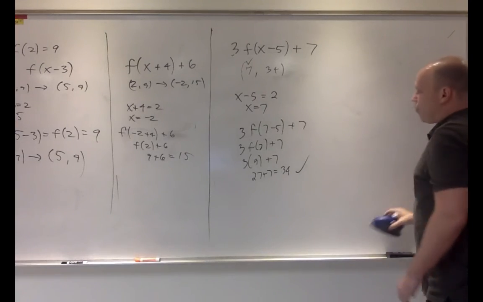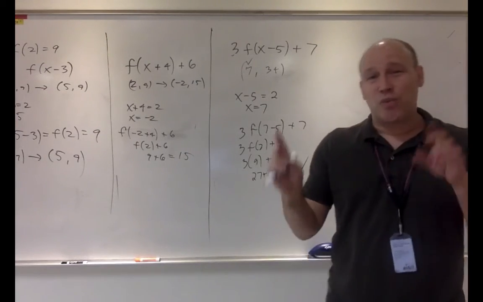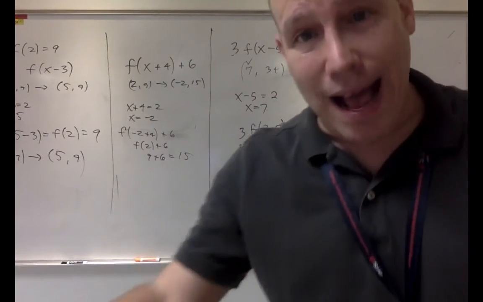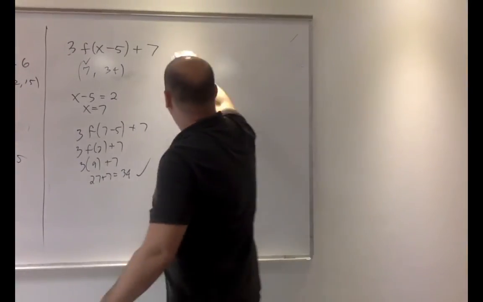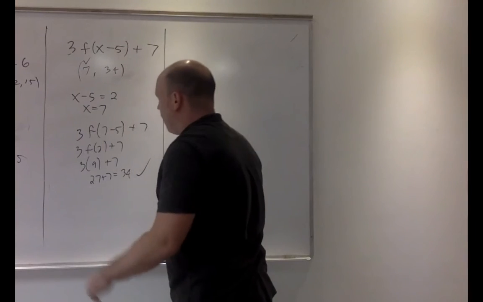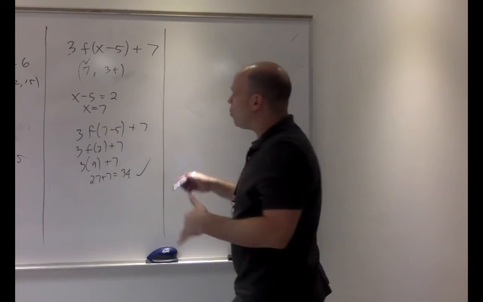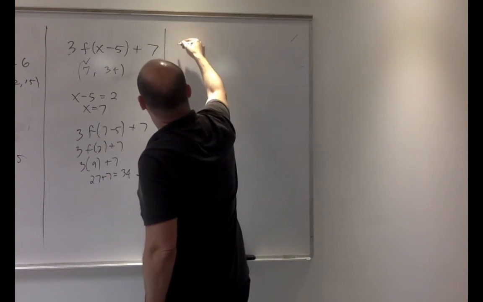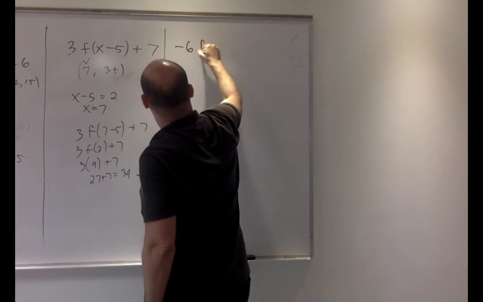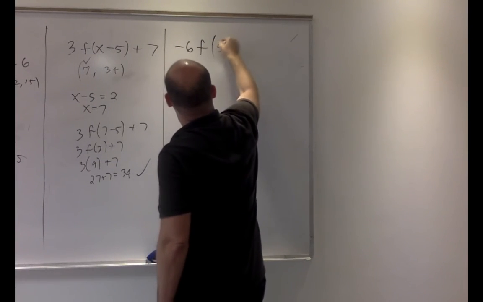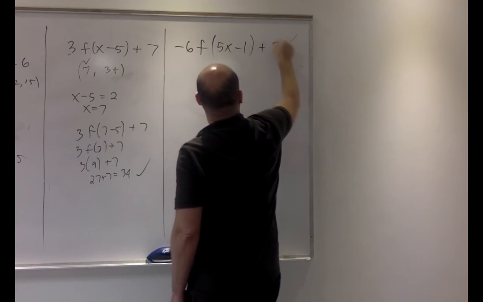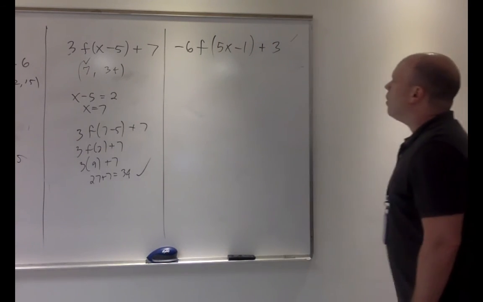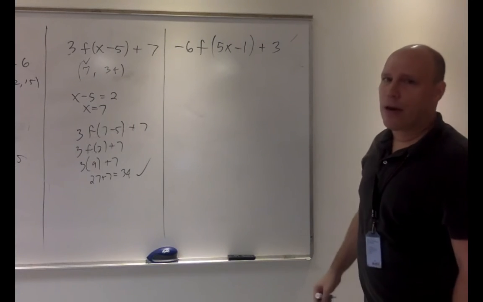Now, let's do a transformation that kind of confuses me. This is why I'm expecting you guys to move past me and say, Mr. Adler, we got this. I always think this is weird, but maybe this will help me. So, how about we do negative 6 f of (5x minus 1), plus 3. The question is, what's going on here?